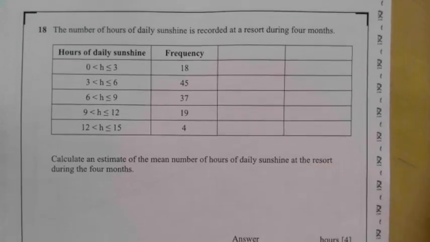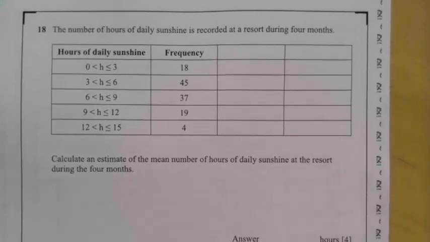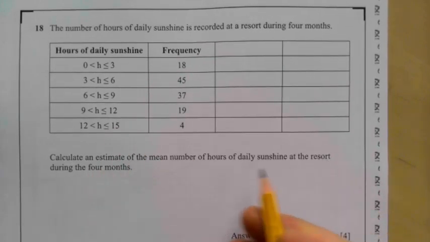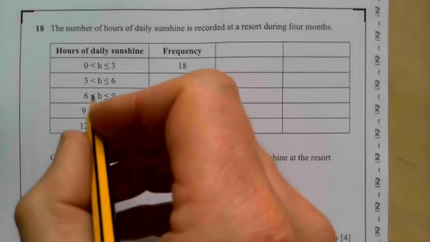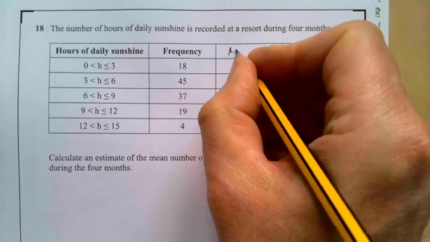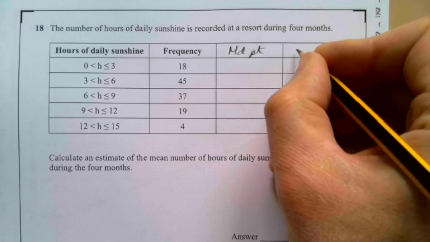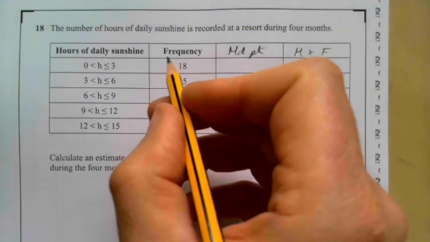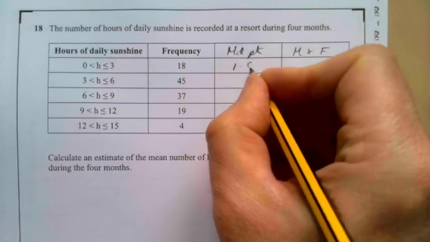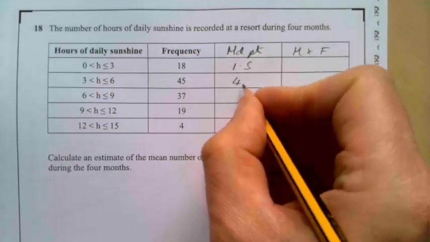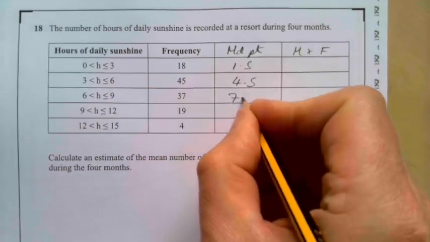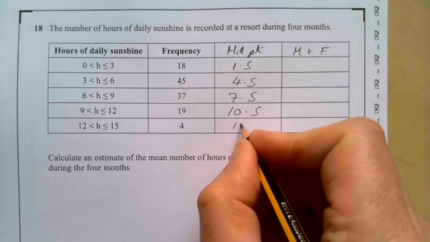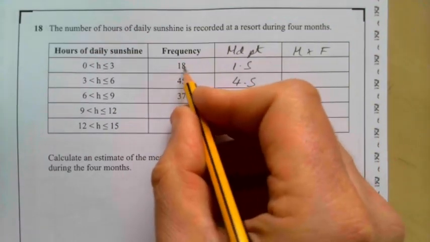The number of hours of daily sunshine is recorded at a resort during 4 months. Calculate an estimate for the mean hours of daily sunshine at the resort during the 4 months. So we need to find our midpoint, and then we're going to do midpoint times by frequency. So midpoint here is 1.5, 3, 4.5, 7.5, 10.5, and then 13.5, and we need to multiply these.